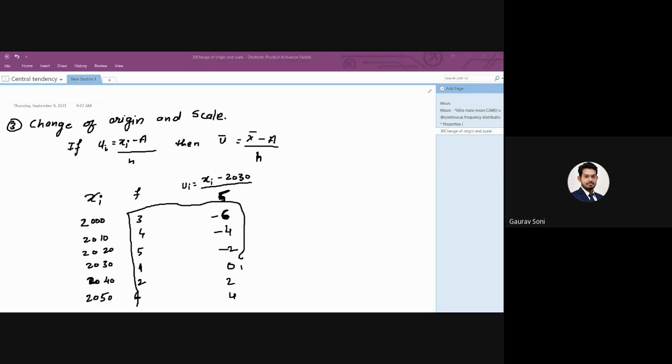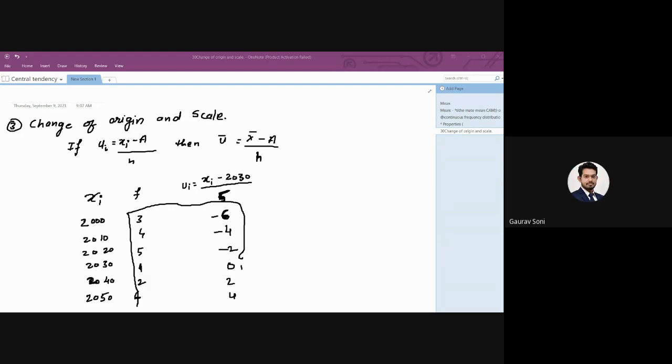Am I right? Yes, sir. Harshit, is it right? No, let Harshit Goyal answer. Sir, is it necessary that we have to take 20, 30? Why didn't we take 2000?